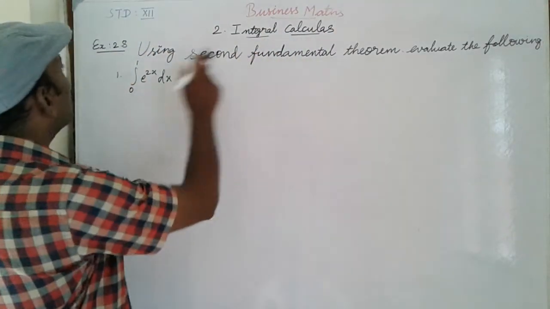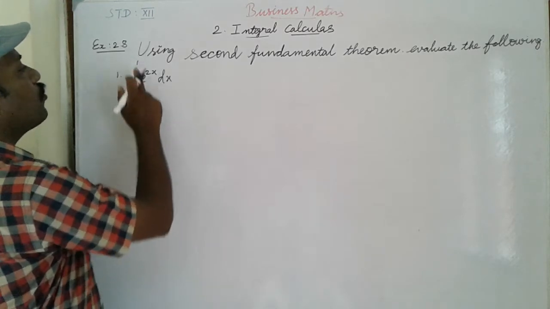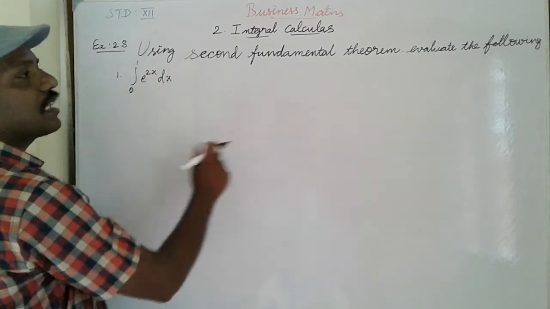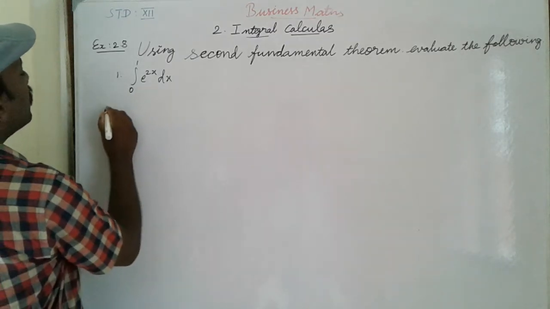Second chapter, integral calculus, exercise number 2.8. First sum: integral from 0 to 1 of e power 2x dx. Evaluate this value. We should find out this value. Solution.